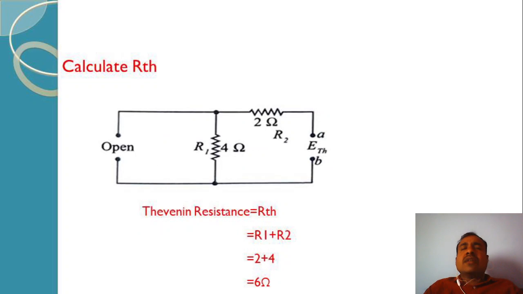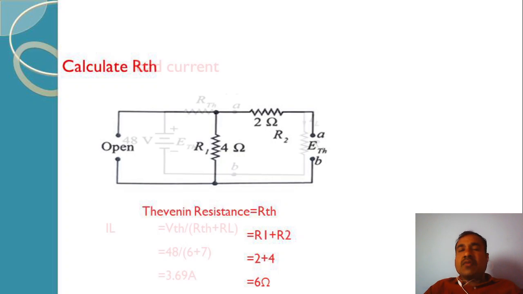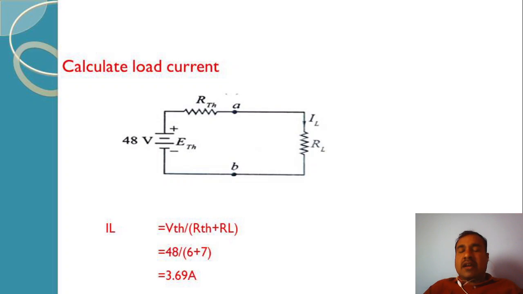Now to find RTH, since the source is a current source, the current source is replaced by an open circuit. Now these two resistances R1 and R2 appear in a series path at terminals A and B. So RTH is equal to R1 plus R2, that is 2 plus 4, a 6 ohm resistor. Now finally we draw the Thevenin's equivalent circuit connecting VTH, RTH and RL, and find the load current in the load resistance RL.